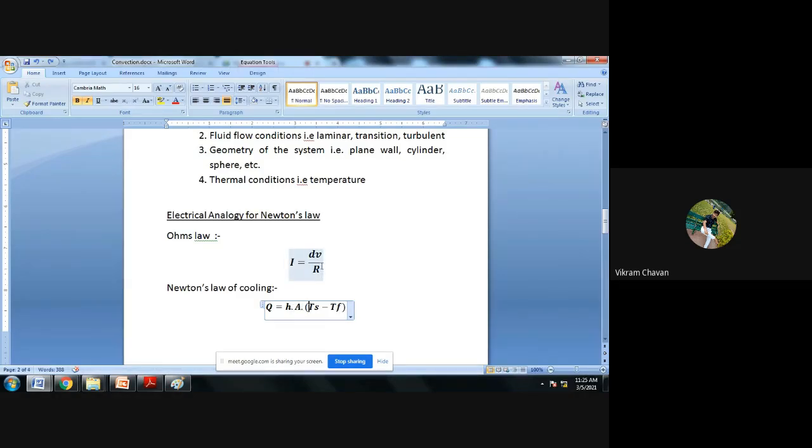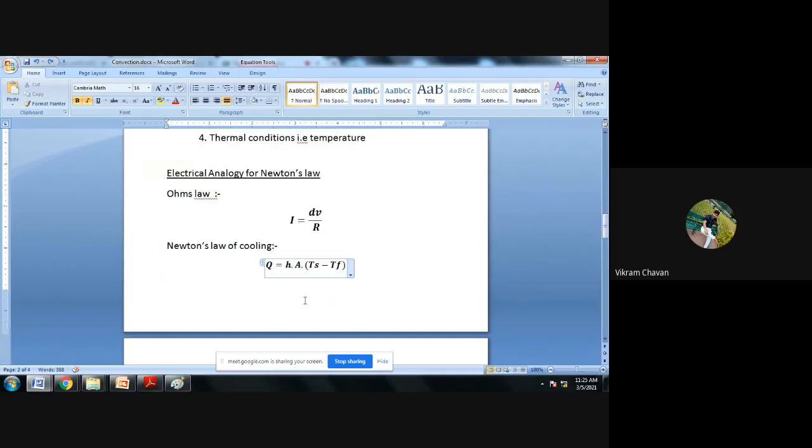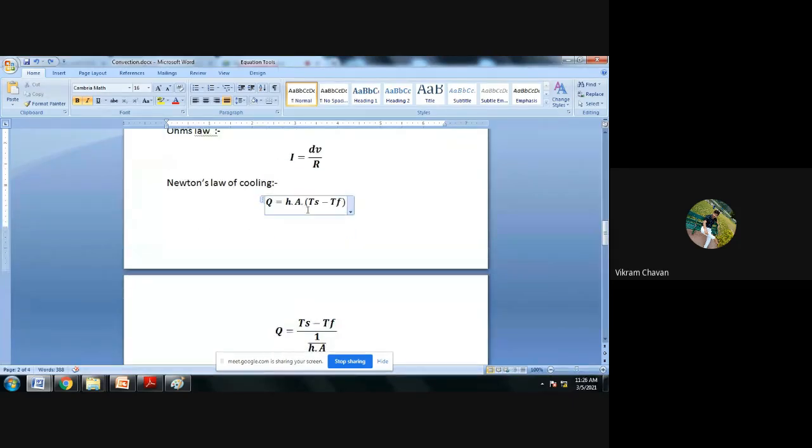Now in case of the electrical analogy, resistance is on the denominator side. So whatever remains besides Ts minus Tf, that is H multiplied by A, we need to transfer to the denominator side without changing the significance of Newton's law of cooling, without changing the significance of this equation. So we are rearranging this equation in the form of Ohm's law.